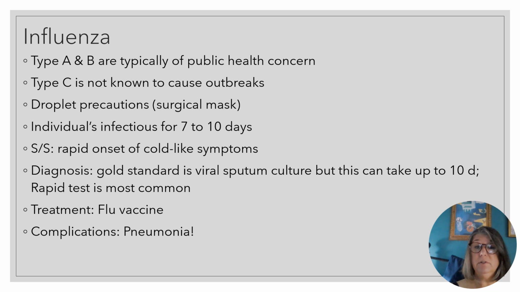Types A and B are responsible for the epidemics. There is influenza type C. Influenza type C is not associated with epidemics. Efforts to control the impact of flu are focused on types A and B. Our vaccinations are related to types A and B.